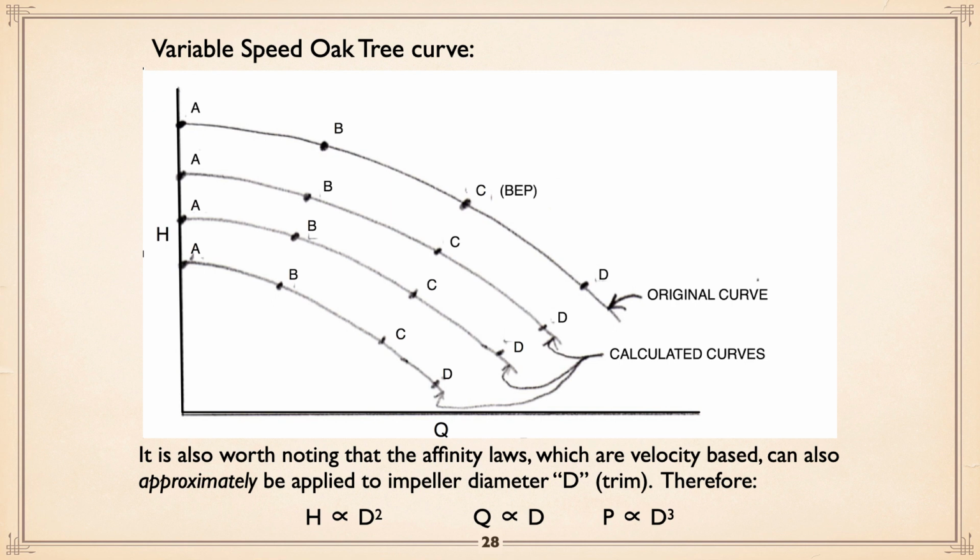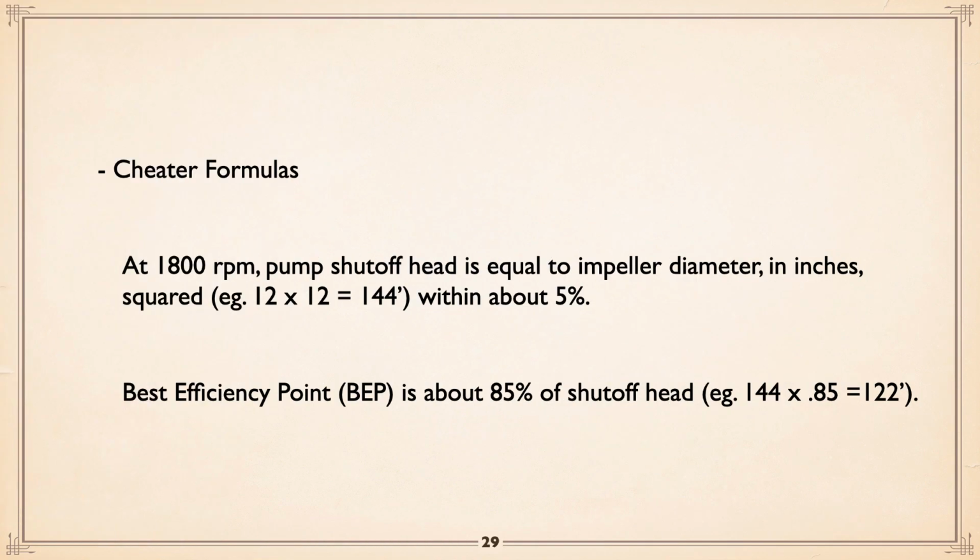of the impeller, but the diameter of the impeller. You also can say that basically head will vary as the square of diameter, and capacity directly with diameter, and power is the cube of diameter, approximately, because it does affect the flow design of the impeller as you trim it. Cheater formulas. At 1800 RPM, pump head is equal to impeller diameter in inches squared.